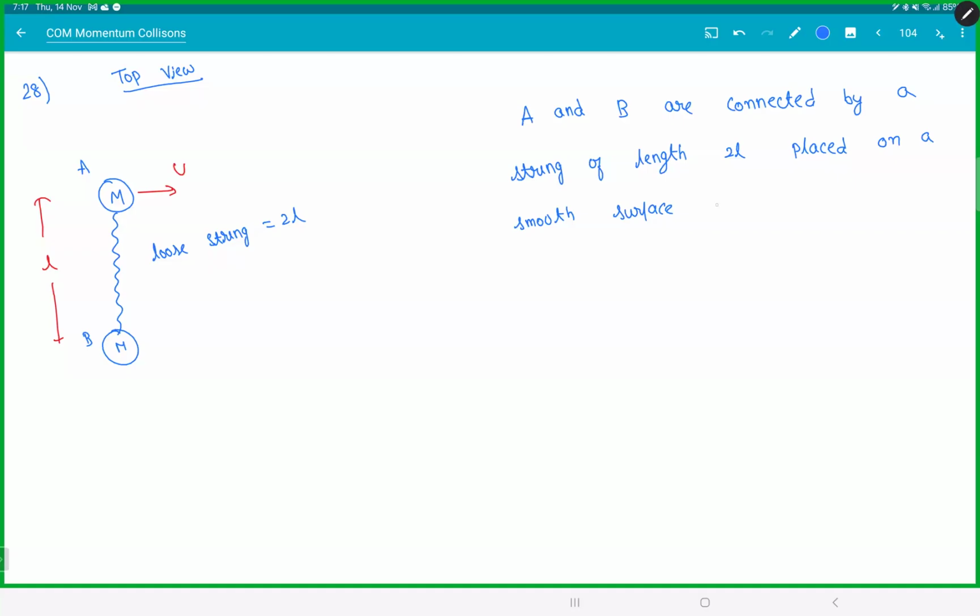Alright, placed on a smooth surface as shown. So the question is, first one, find the velocities of the balls just after the string becomes tight.